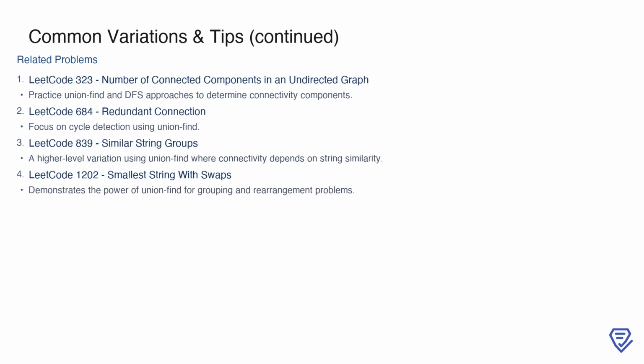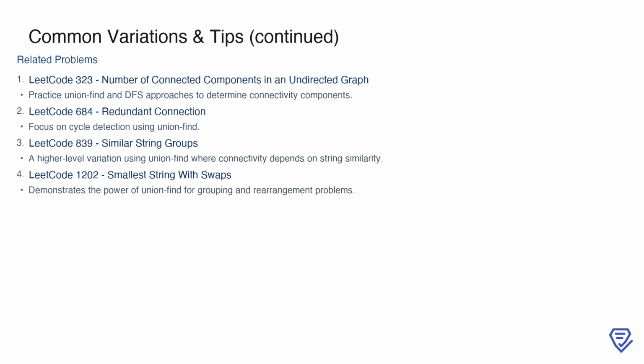To deepen your understanding of this problem, you can explore related problems that build on similar concepts. For instance, LeetCode 323, which focuses on finding the number of connected components in an undirected graph, is an excellent opportunity to practice union find and depth-first search approaches. LeetCode 684, on redundant connections, introduces cycle detection using union find, which is highly relevant.